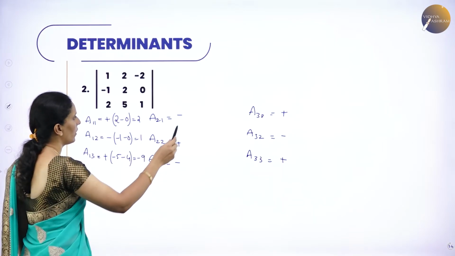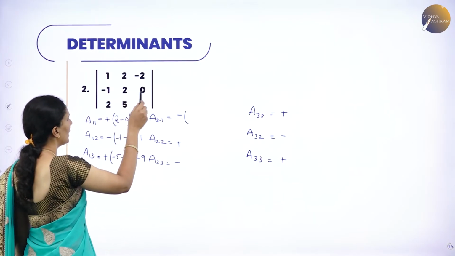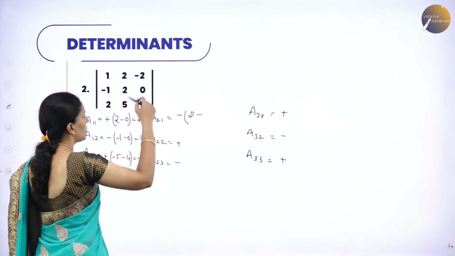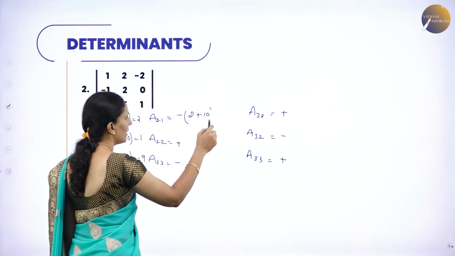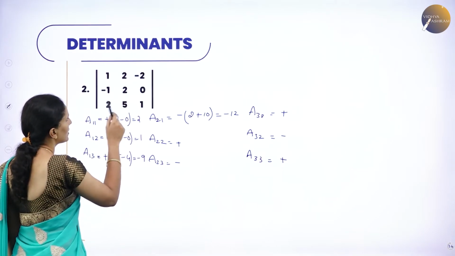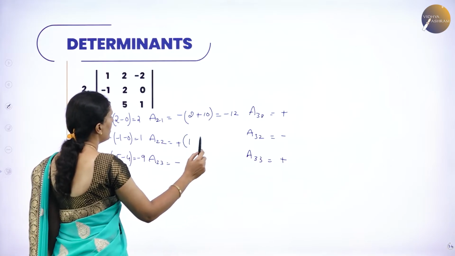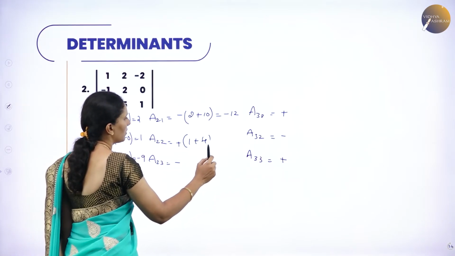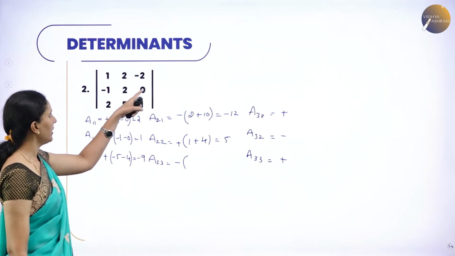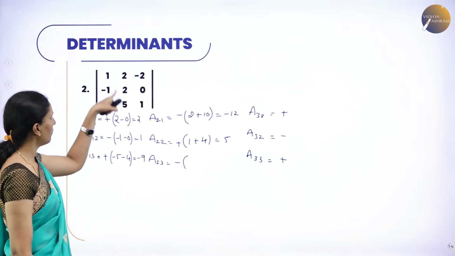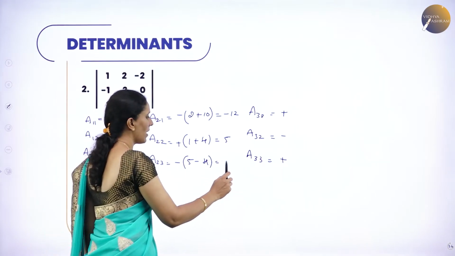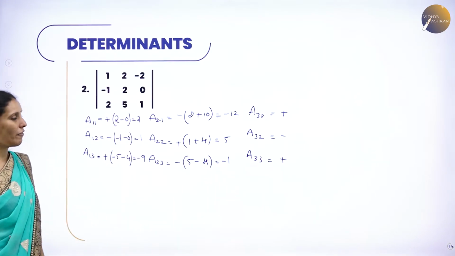Next is A21. For A21, delete the row, delete the column. 2 1s are 2. Minus 5 2s are minus 10 becomes plus 10. But the answer is minus 12. Next, for 2, 1 1s are 1 plus 4. So the answer is 5. Next, for A23, delete the row, delete the column. 1 5s are 5. Minus 4, which becomes minus 1, because outside we have minus.